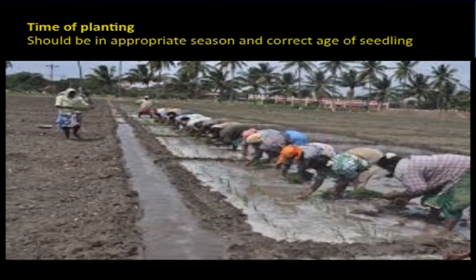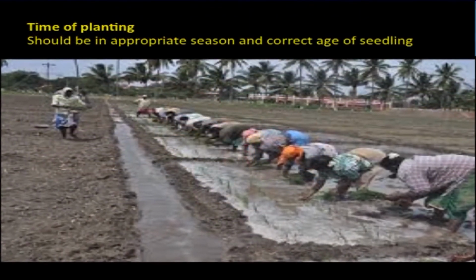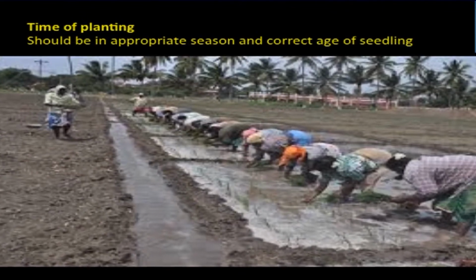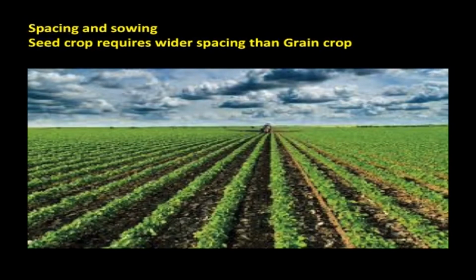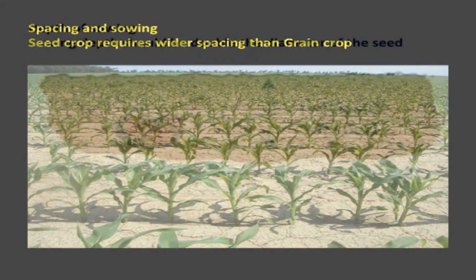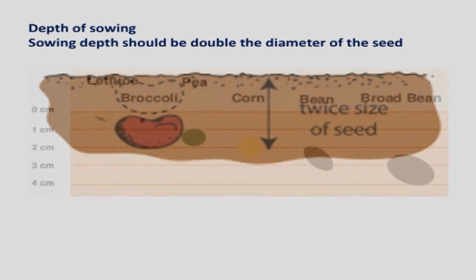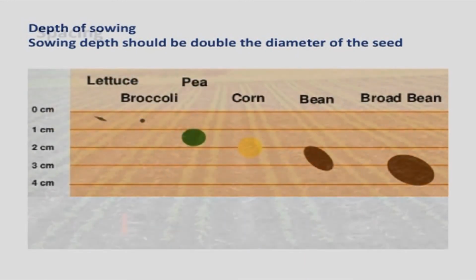Then the 10th point is time of planting. The planting should be in the appropriate season and at the correct age of seedlings. Older seedlings tend to grow slowly and are susceptible to pests and diseases. Then the 11th point is spacing and sowing. For a seed crop, wider spacing is required than for a grain crop. Depth of sowing: usually sowing depth should be double the diameter of the seed.